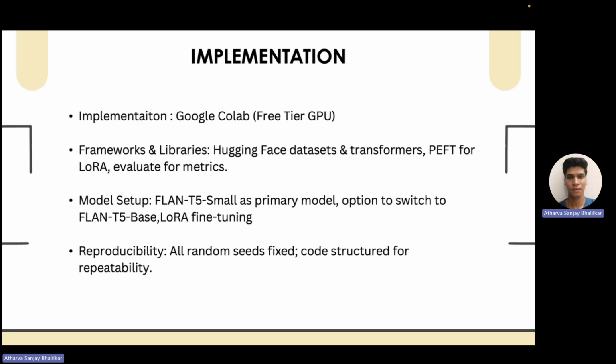Let's talk about implementation. We have implemented this project mainly with Google Colab. The frameworks and libraries majorly used were Hugging Face, datasets, transformers, and PEFT for LoRA, and for evaluating metrics. The model setup for this project was FLAN-T5. It's a small primary model, with the option to switch to FLAN-T5 base and LoRA for fine tuning. For reproducibility, all random seeds are fixed and all the code is structured.